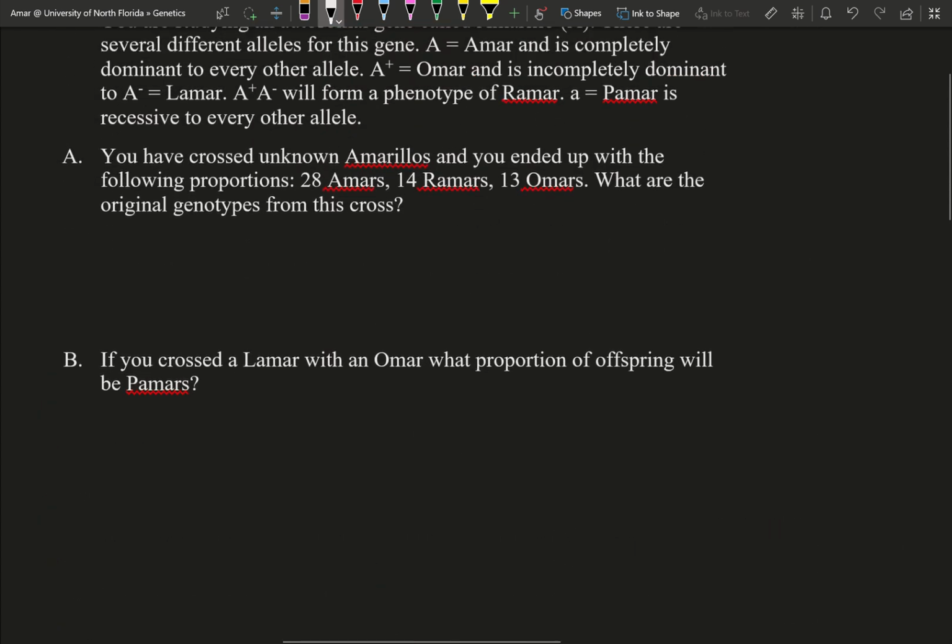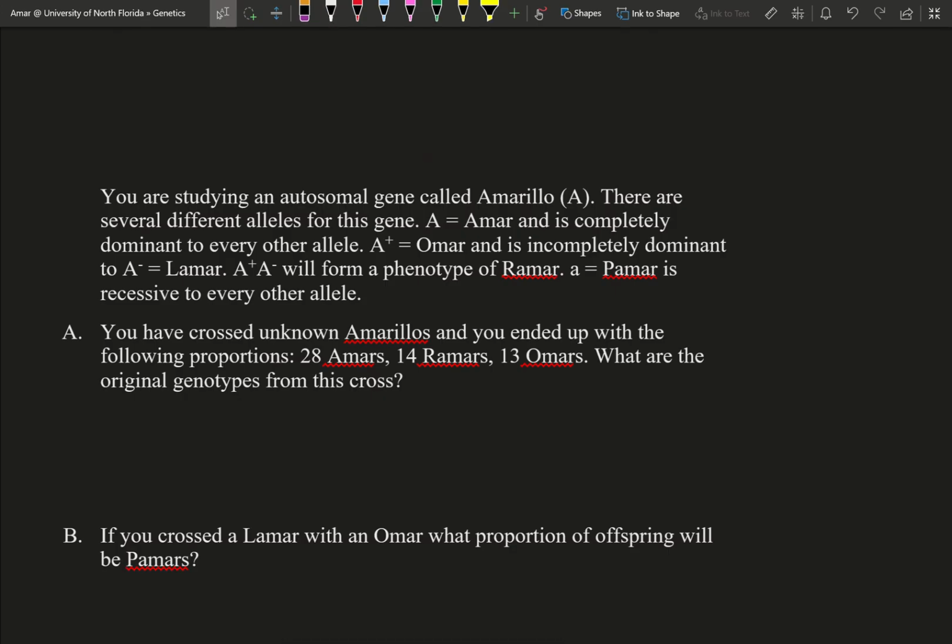And then the next part, this is where a lot of people get confused. I've seen this question on a couple of exams, and a lot of people get confused on it because there's a lot going on, okay? So what you have here is a gene called Amarillo, and you have several different alleles, so we're looking at an allelic series. And the key to these kinds of questions is you always want to write down what your allelic series is and how they interact with one another to give you a certain phenotype.